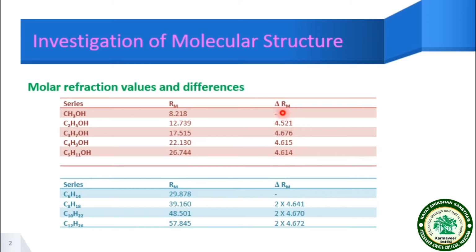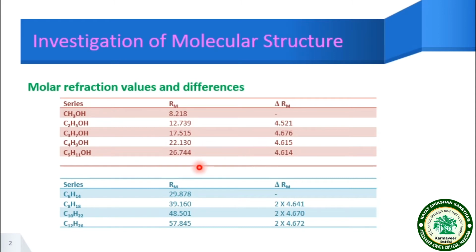It means you find approximately the change in molar refraction is around 4.6 due to the addition of one CH2 group. So we find here also in this example the molar refraction is an additive property, and the approximate value 4.6 is added for the addition of one CH2 group in this homologous series.